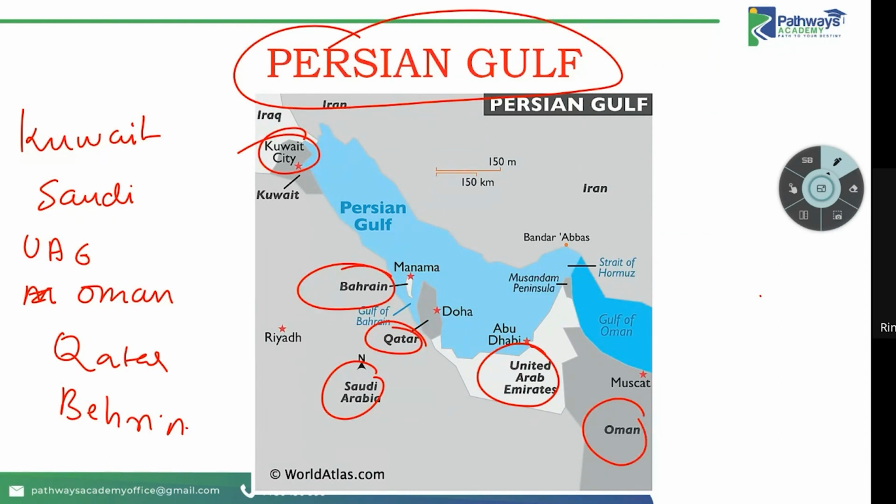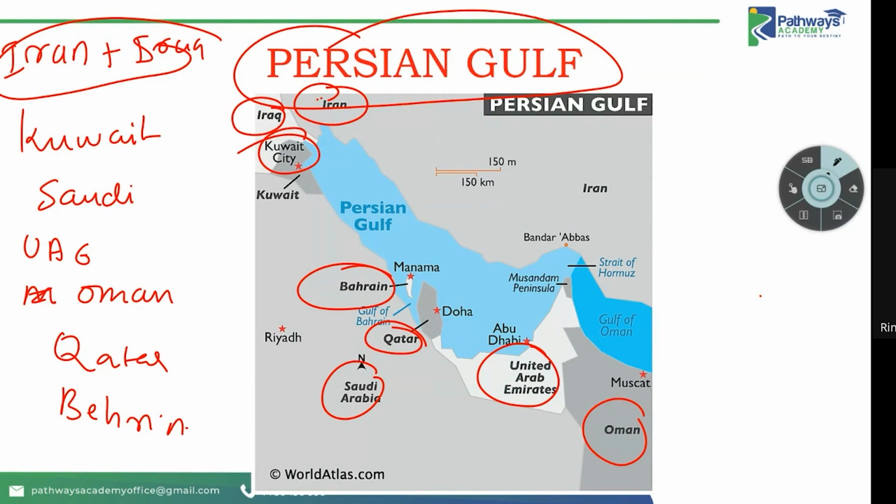Other than these nations, Iran and Iraq also border the Persian Gulf. This is very, very important. Iran and Iraq are also bordering the Persian Gulf. All the Gulf nations that we say in our place come in the Persian Gulf. Other than that, Iran and Iraq also border the Persian Gulf.